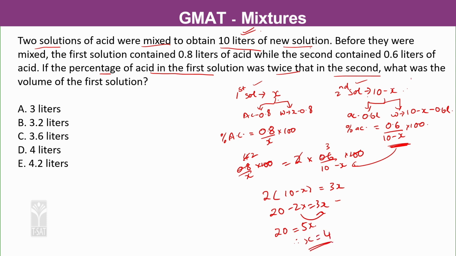And what is the question asked? What was the volume of the first solution? The first solution, the volume is x. Therefore, the answer is x equal to 4. That is option D, 4 liters.